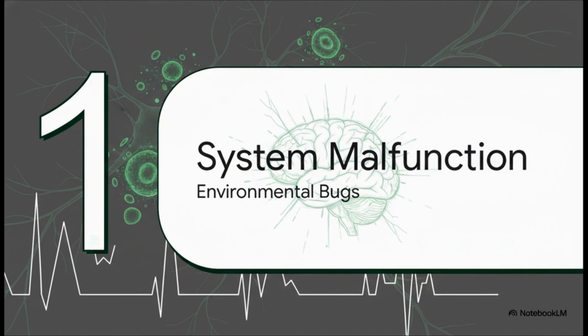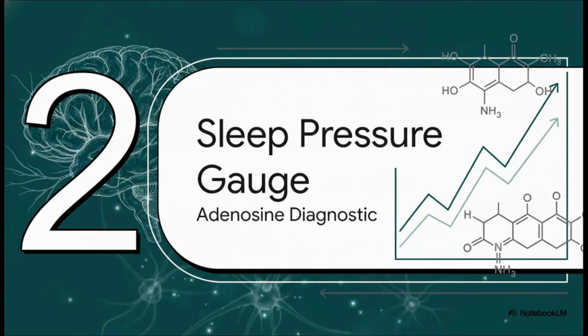Your system is malfunctioning. You know, the first step in solving any engineering problem is to identify the bugs in the environment. And let's be clear, your biology is in a constant losing battle with the modern world it was never designed for. Okay, let's run our first diagnostic. We're looking at System 1, the sleep pressure gauge. This is all about a chemical called adenosine, which you can think of as a literal physical counter inside your brain that measures exactly how long you've been awake.